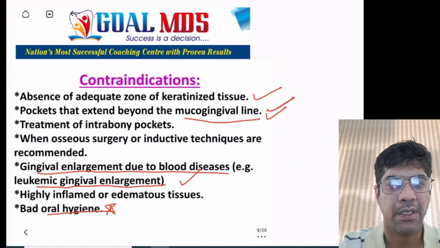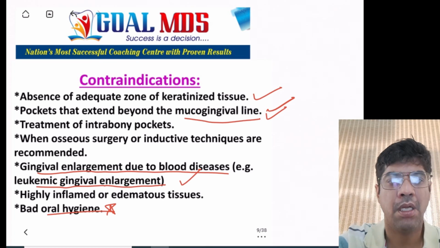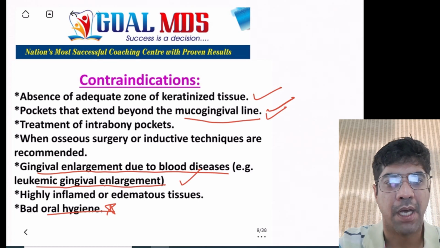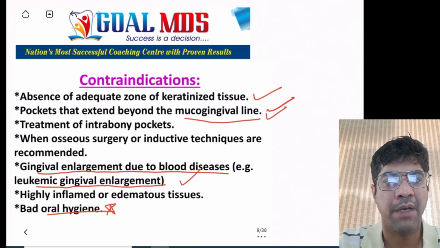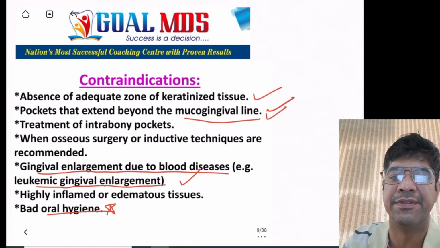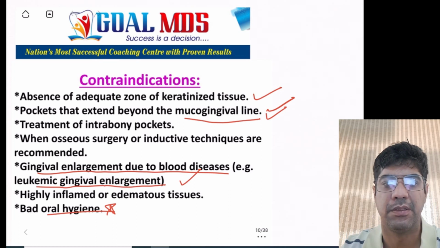Medically compromised patients or uncooperative patients who are unwilling to follow the post-operative care may not be suitable candidates for gingivectomy and gingivoplasty.